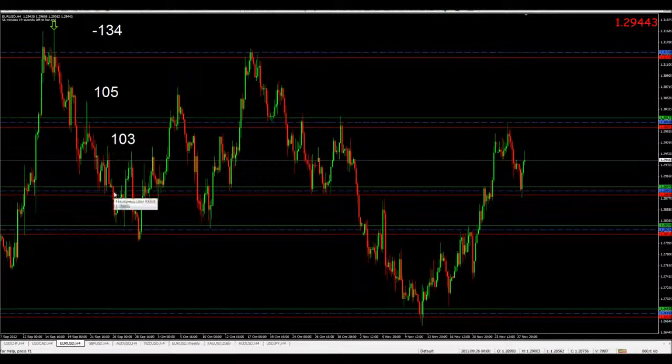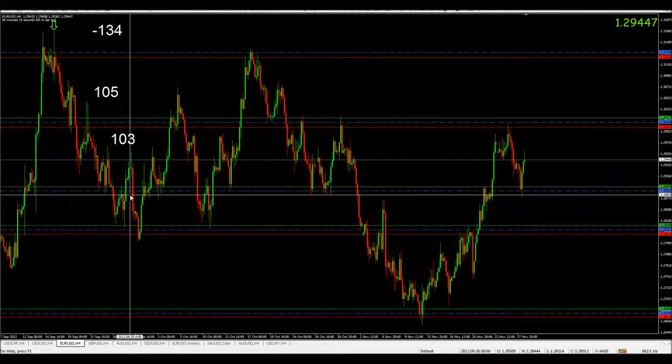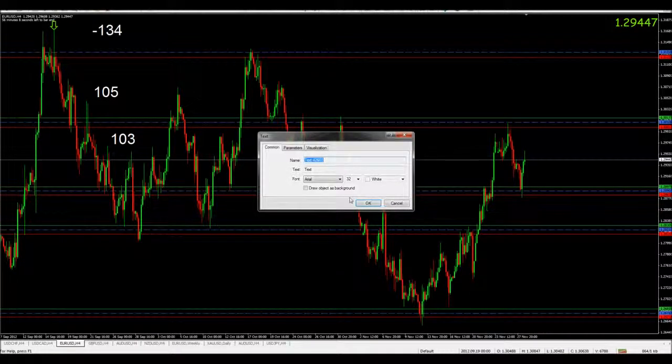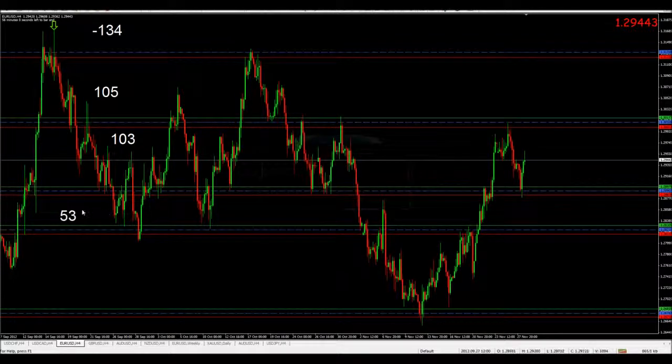And so a sell opened here, right, with the take profit 53 pips. You see, we've gathered nearly 200, just over 250 pips now, but we have two negative trades.